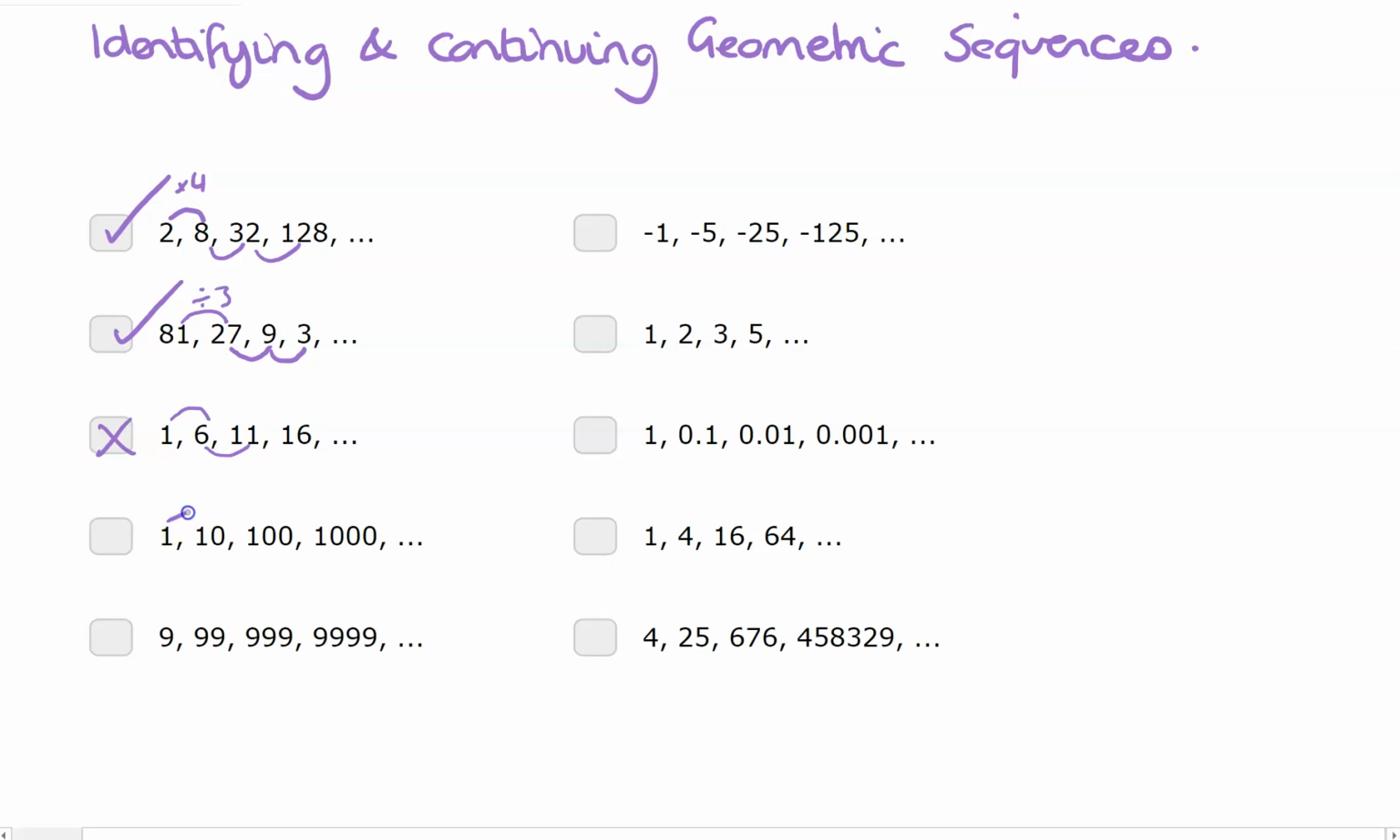Looking at the next one, to get from 1 to 10, you times by 10. And then that times 10, yeah, that works, and that one works, yes.